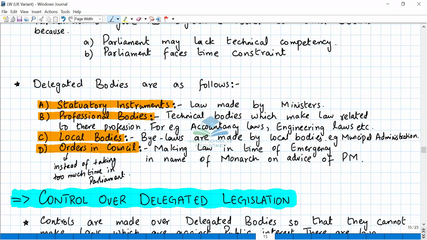Municipal council. So you will delegate the power to, let's say, the mayor of the city, and you will ask him to create the laws relevant to the city. So you are delegating your power to the local bodies.